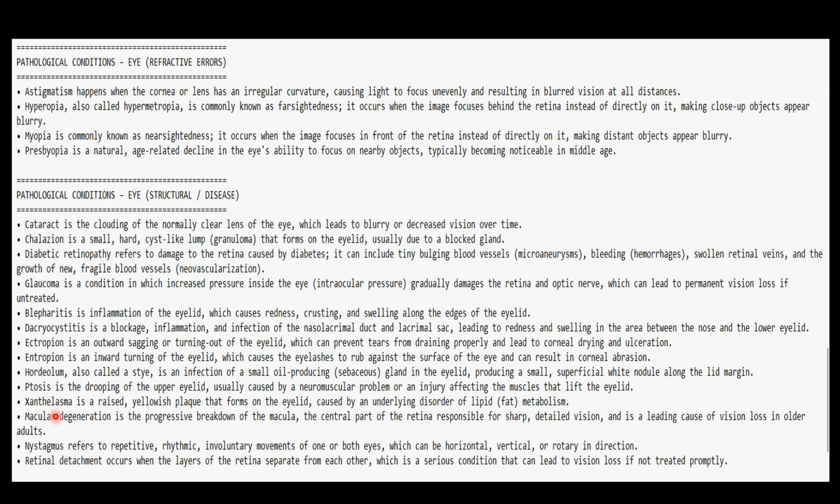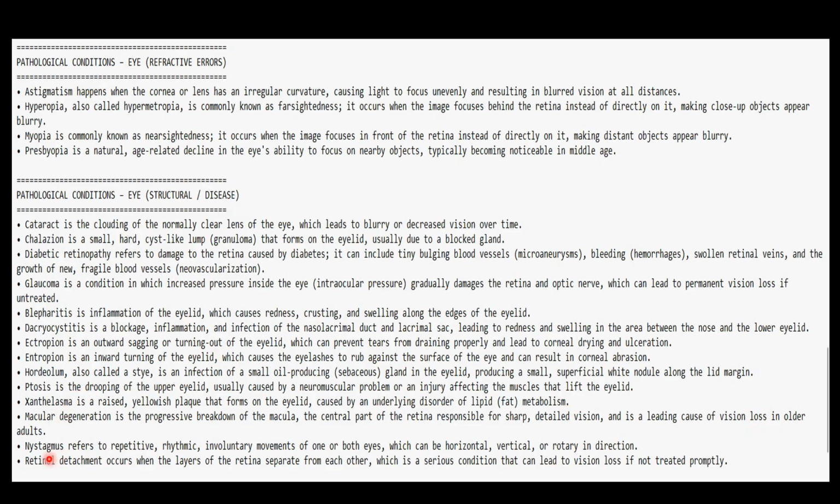Likewise we have xanthelasma, which is a raised yellowish plaque that forms on the eyelid, caused by an underlying disorder of lipid fat metabolism. And macular degeneration is the progressive breakdown of the macula, the central part of the retina responsible for sharp, detailed vision, and a leading cause of vision loss in older adults.